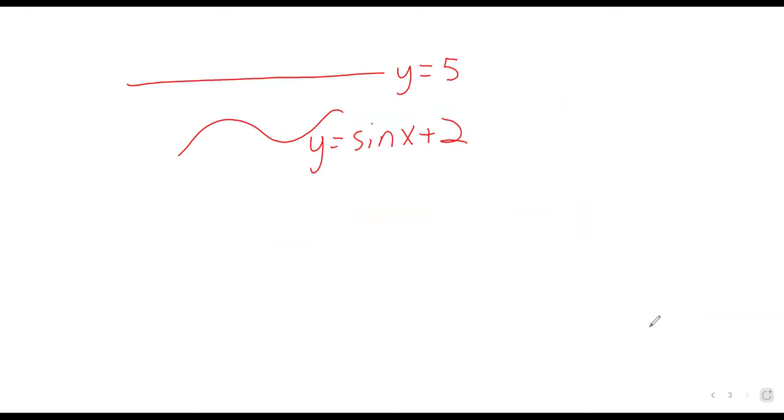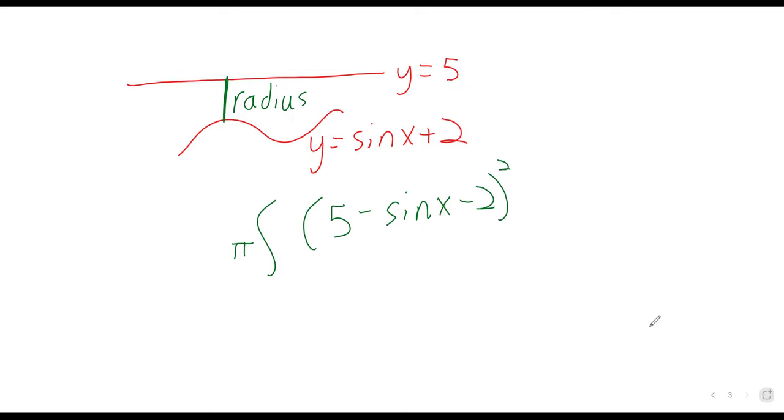You can have an axis of rotation that's above the curve, and that doesn't change anything. This distance is going to be the radius. Our formula is still pi times the radius squared. And the radius is still the upper minus the lower. Be a little careful. Of course, when we subtract, that subtraction distributes over addition. So we've got a negative sign and a negative 2. And then integrated from wherever to wherever.